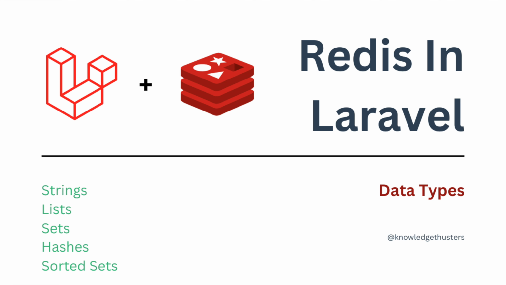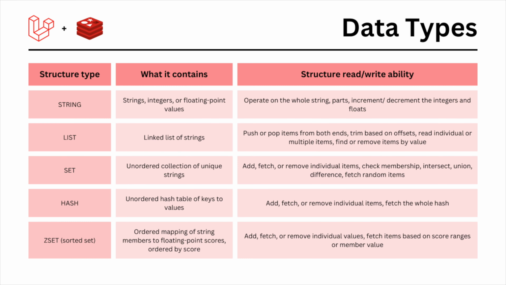So today we are going to see another data type of Redis, that is sorted set. So let's get started with today's video. Firstly, let's see what sorted sets are. Sorted sets are similar to sets, but sets are unordered and sorted sets are sorted according to their scores. A sorted set is basically an ordered collection of unique strings.